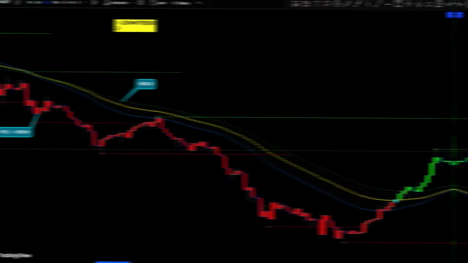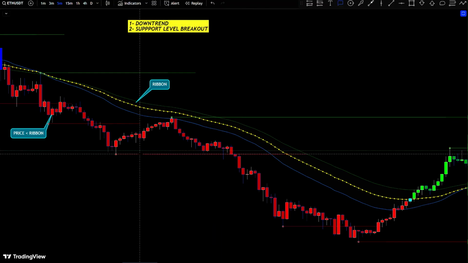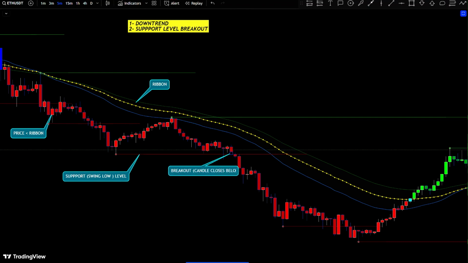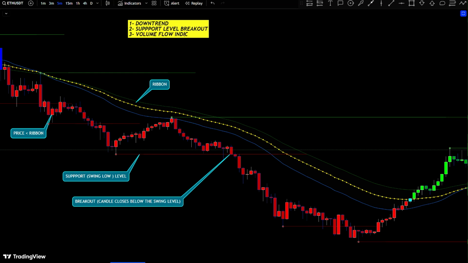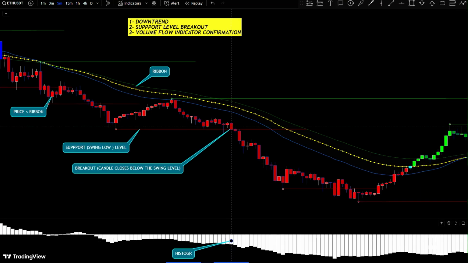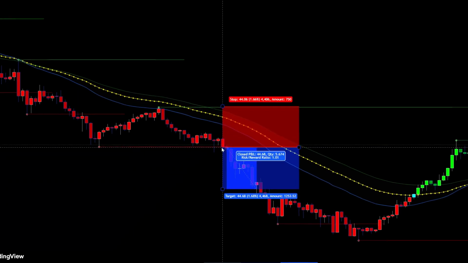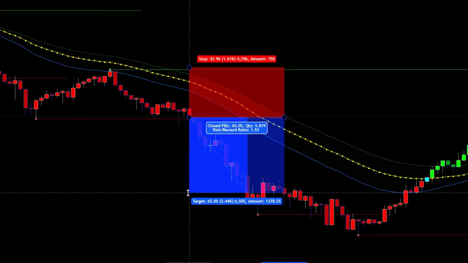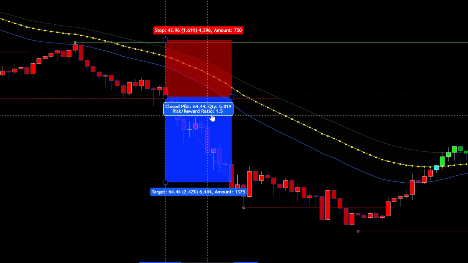The same principle applies to sell trades, but in reverse. We need a downtrend, a bearish breakout below a support level or swing low, and a negative VFI histogram bar below zero. The stop loss and take profit are calculated in the same way, just on the opposite side of the trade. Easy, right? With these simple rules and our confirmation indicator, we've got a solid framework for making profitable trades.